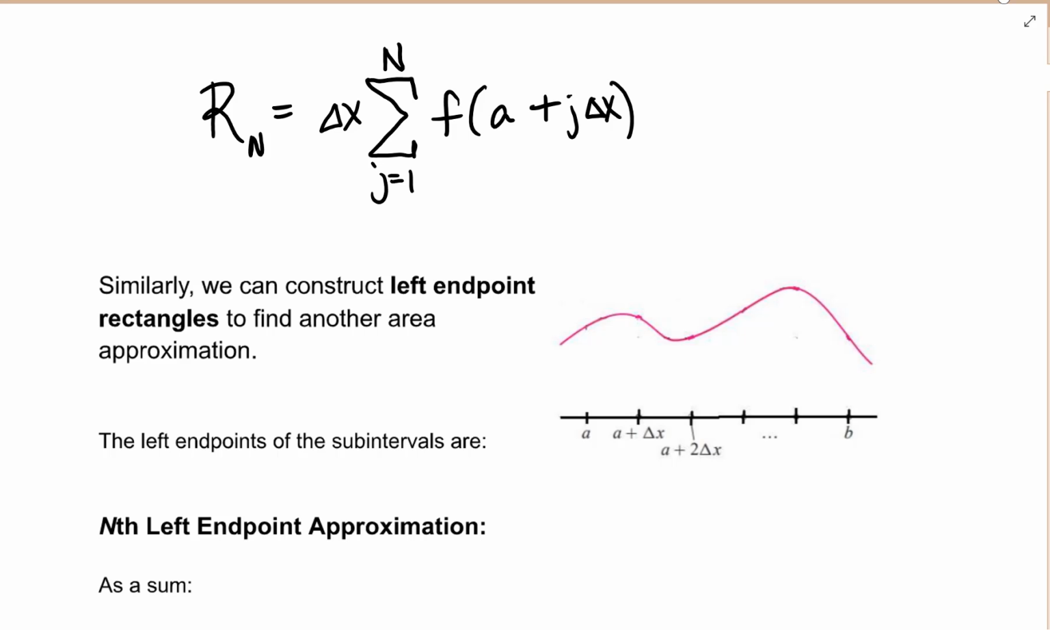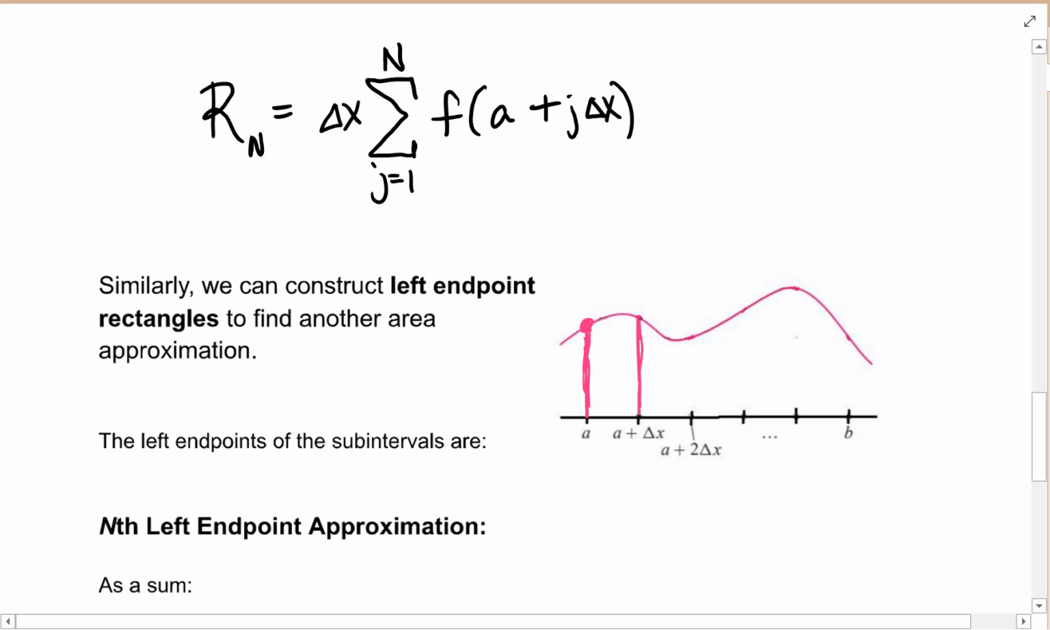Similarly, we can construct left endpoint rectangles to find another area approximation. So to build left endpoints, we start at A. This time we're not starting at B, we're starting at A. I'm going to draw a vertical line from A, 0 to f of A. Continue going to the right. We do not draw a vertical line yet at B because the height at B will not be here, because we're using left endpoint rectangles. So now from each of these points, we're going to draw a horizontal line that extends toward the next line.